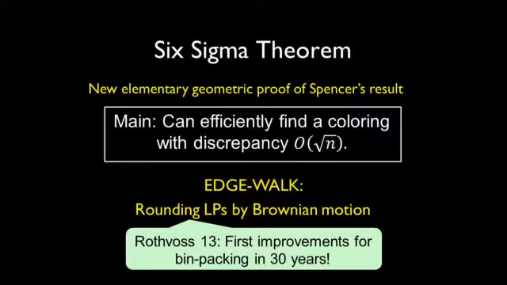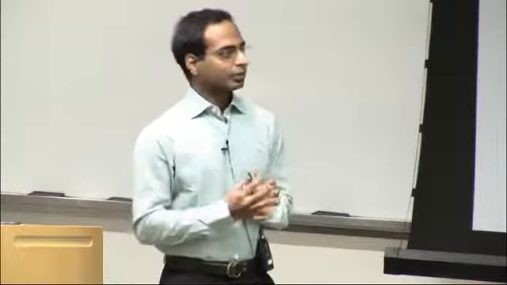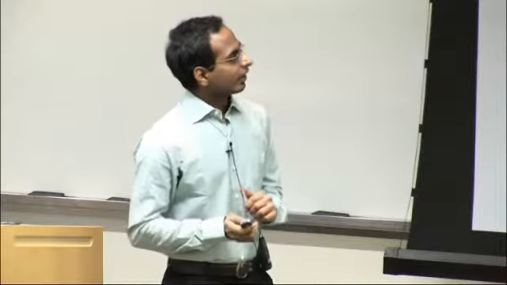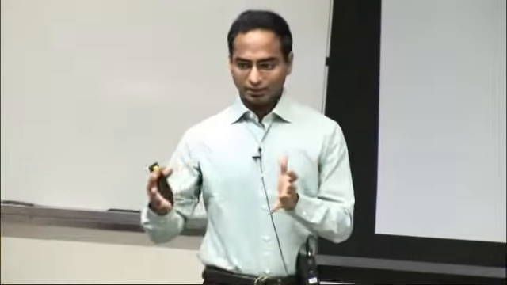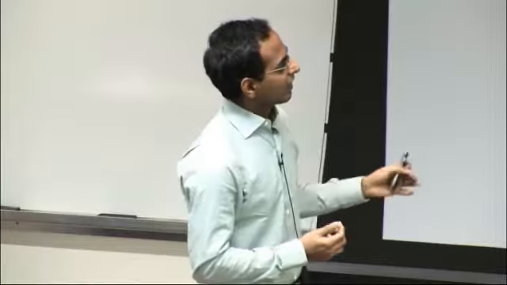Here, I want to talk about a new elementary and geometric proof of Spencer's result, which also gives an algorithm to find such a coloring. I want to stress that our result is truly constructive, in the sense that even though Bansal gave an algorithm for the problem, the analysis of his algorithm still appealed to the non-constructive proof. He had a semi-definite programming relaxation, and to argue about the value of the program, he used Spencer's non-constructive proof, whereas our algorithm itself gives a proof of the result.